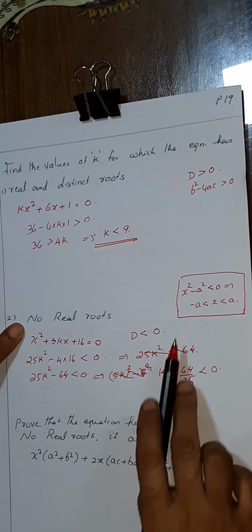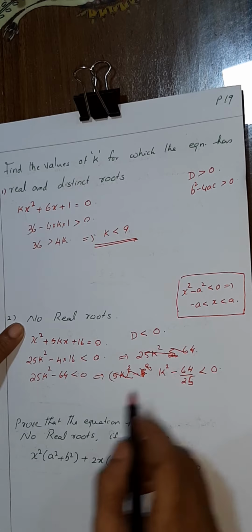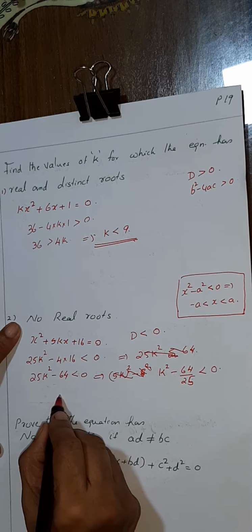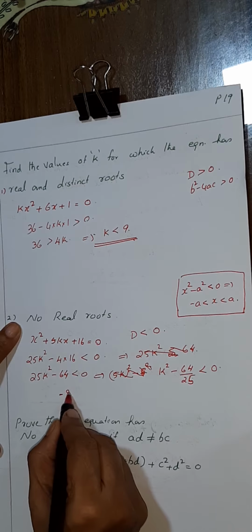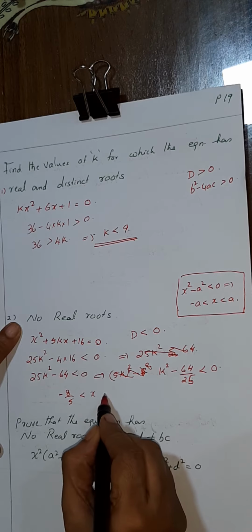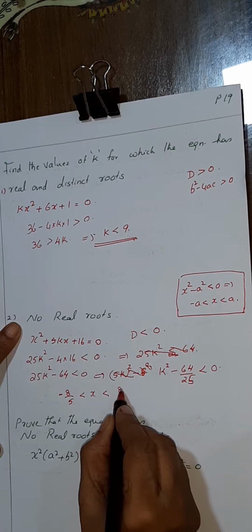So here it is of this format, x squared minus a squared. So this is, x lies between minus 8 by 5 less than x less than 8 by 5.